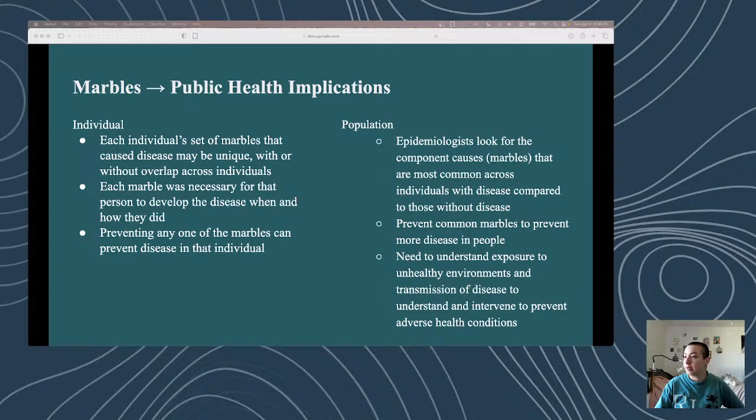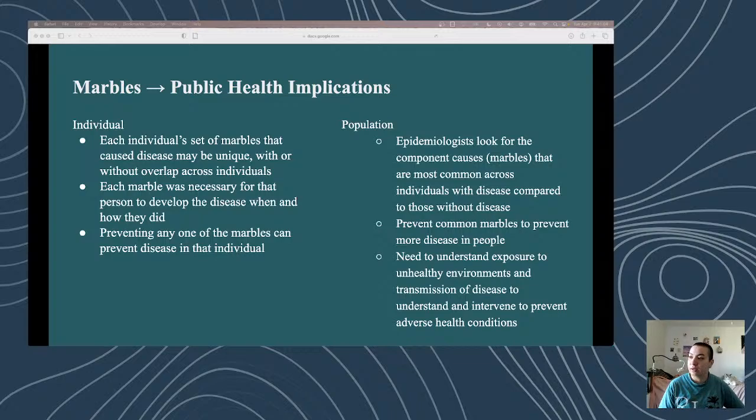Or at least communicate the risks and relative importance of each exposure to different people. And then in the population, like I was saying, epidemiologists look for component causes, marbles that are most common across individuals with the disease compared to those without the disease. We've already done that, 2x2 table type stuff, right? To prevent common marbles, to prevent disease in more people.